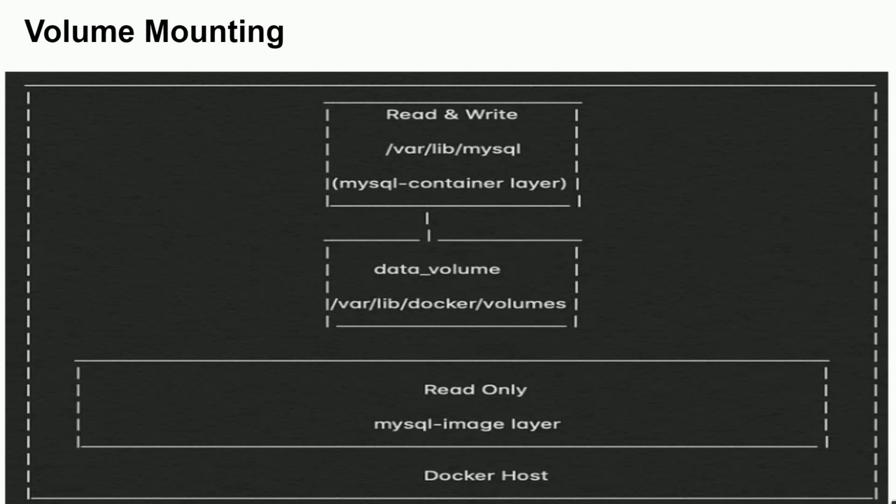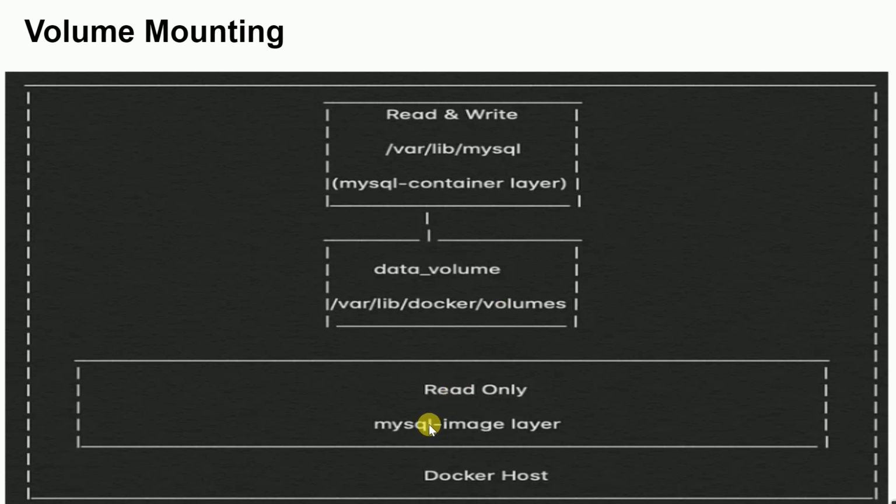First, we discuss volume mounting. For example, read and write /var/lib/mysql is the default location for the MySQL container layer. This is the layer within the container. And data volume: for example, I have created one volume with the name data volume, which has actually been created under /var/lib/docker/volumes. So it is automatically created under this volume path.